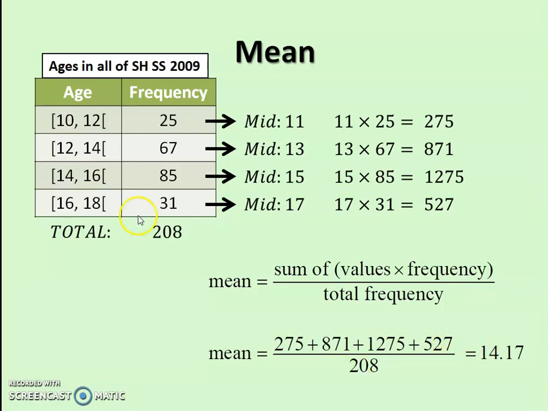Is that reasonable? Well, let's take a look at the data. Our ages range from 10 to 18. So that's somewhere in between. That part's reasonable. And most of the data is clustered around this 12 to 16. And again, we're inside that. So that seems about reasonable as well.